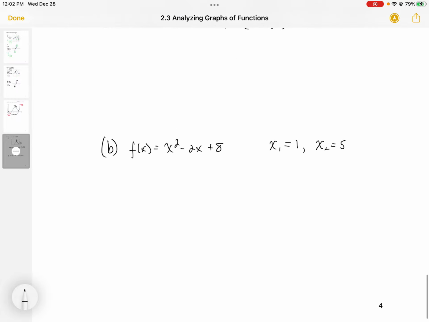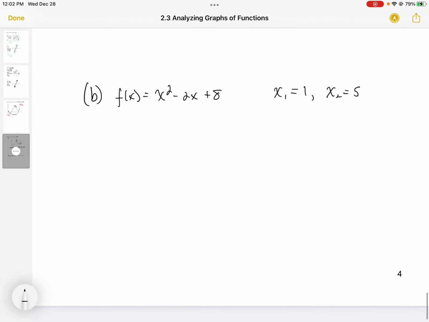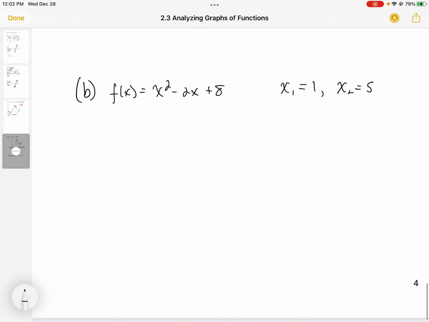Let's look at an example where we're given an equation. So we're given an equation and we're given 2 x values. So essentially they've given us 2 points. Okay, the first point is 1 comma something. We don't know what that something is. And the second point is 5 comma something. We don't know what that y value is.